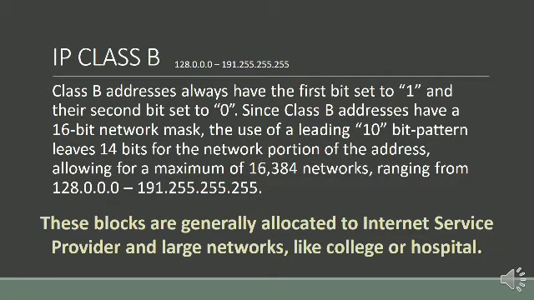IP Class B. Class B addresses always have the first bit set to 1 and their second bit set to 0. Since Class B addresses have a 16-bit network mask, the use of a leading 10-bit pattern leaves 14 bits for the network portion of the address, allowing for a maximum of 16,384 networks, ranging from 128.0.0.0 to 191.255.255.255. These blocks are generally allocated to internet service providers and large networks like colleges or hospitals.